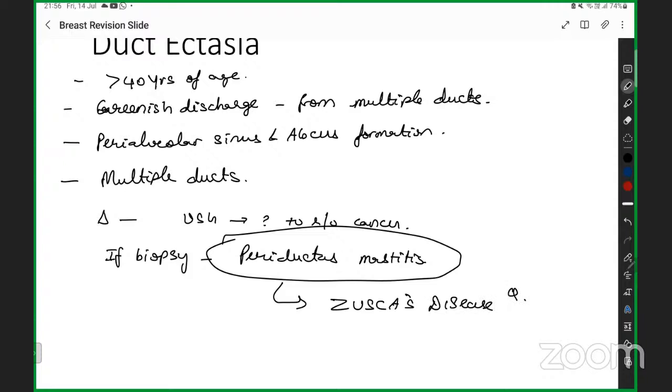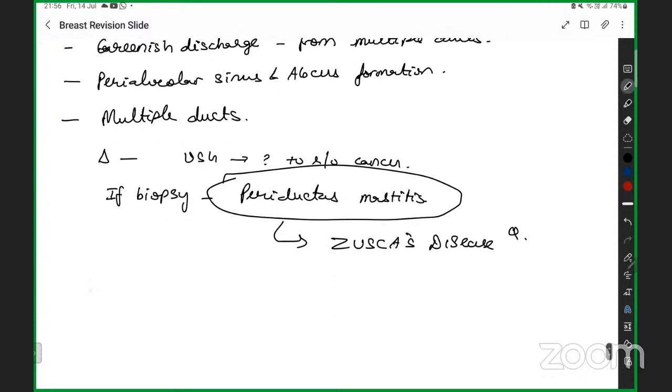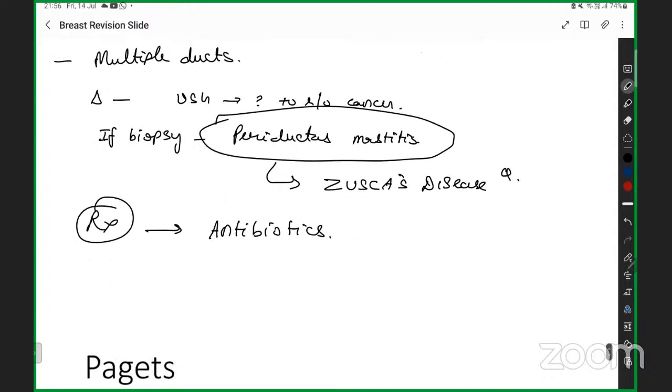What is Zaskar's disease? Zaskar's disease is a periductal mastitis, which presents very similar to ductectasia. What is your treatment of choice? Antibiotics, which cover both aerobes and anaerobes.